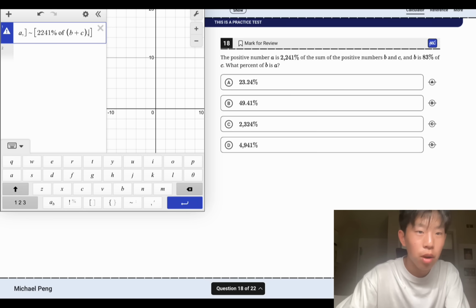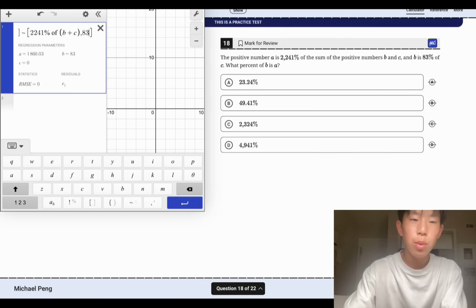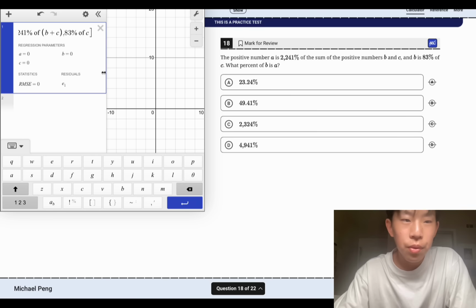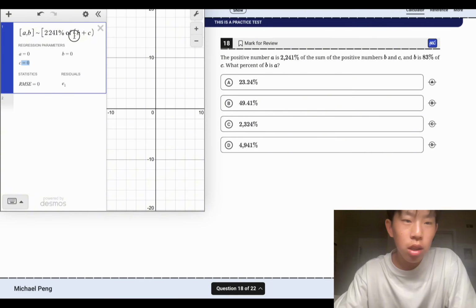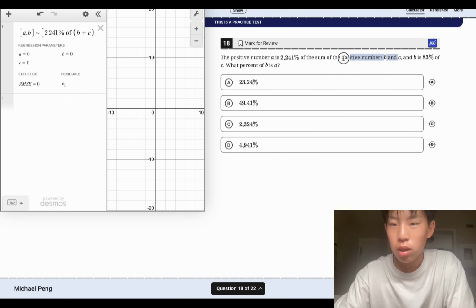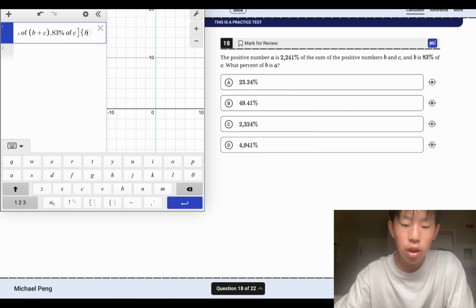What are we actually supposed to write? Well, what's the second equation it gives us? It says b is 83% of c. So we're going to write b is, go to the comma, 83% of c. And then now what you're probably realizing is, yeah, Michael, this is a scam. You can't use Desmos on this one because it's just 0, 0, 0. But what you can do is you can tell Desmos that b and c are positive, because that's what it says. Positive numbers b and c. So you have to be like, yo, Desmos, b is greater than 0.